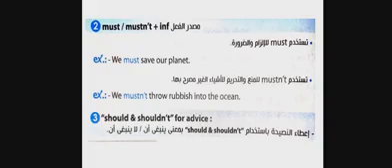We use mustn't to talk about prohibition of things that are not permitted. We mustn't throw rubbish into the ocean.